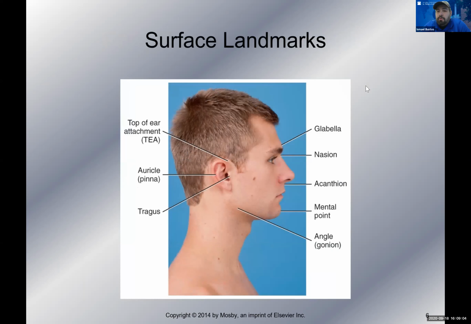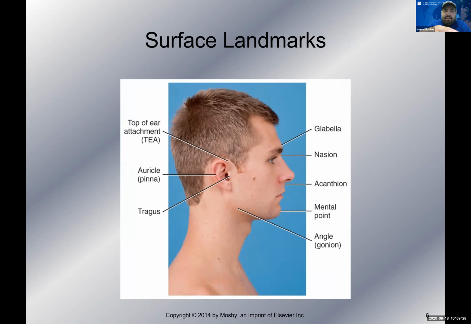Now, if we look at a lateral view of the body here, we see on the front part of the face the glabella, the nasion, the acanthion, the mental point, everything we pointed out earlier in the last slide. Then you have the angle or the gonion. Now, this one focuses more on the ear. The little flappy part on the back is called the auricle or pinna. That's all cartilage there.